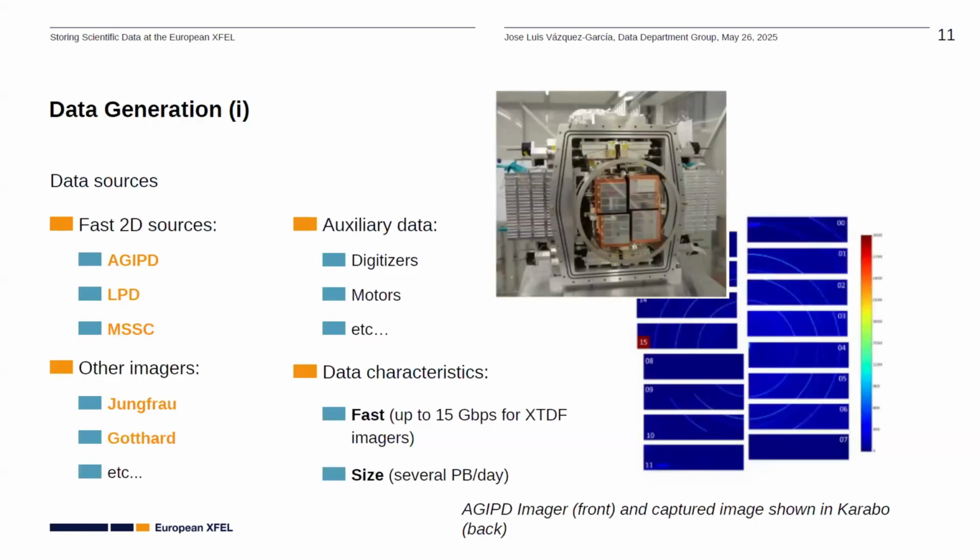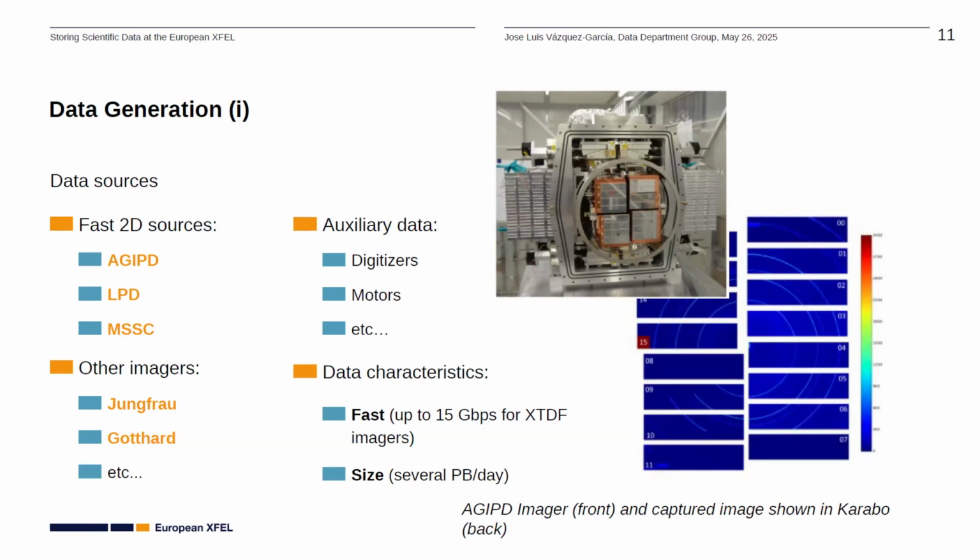Now, when it comes to data generation, where does data come from? The main culprit is the big detectors. They are big and they generate data very fast. We can see here, this is from a detector. You can see this is the CCD. It's a square 1 megapixel CCD. And you can see that it is not continuous. It is made up of small modules.